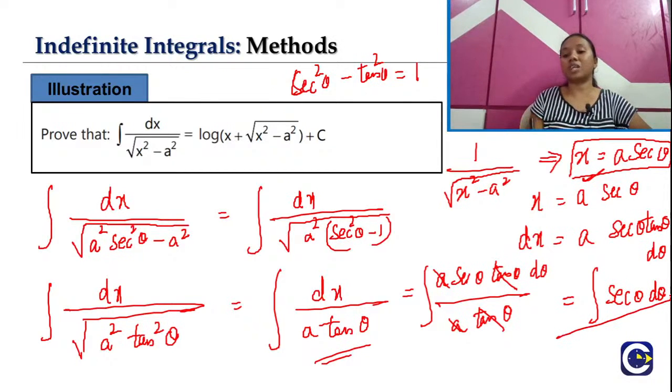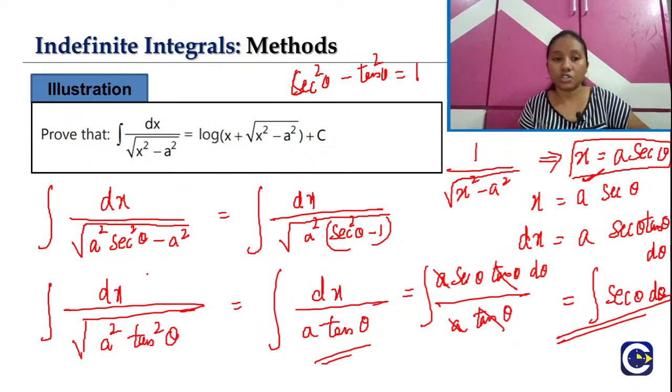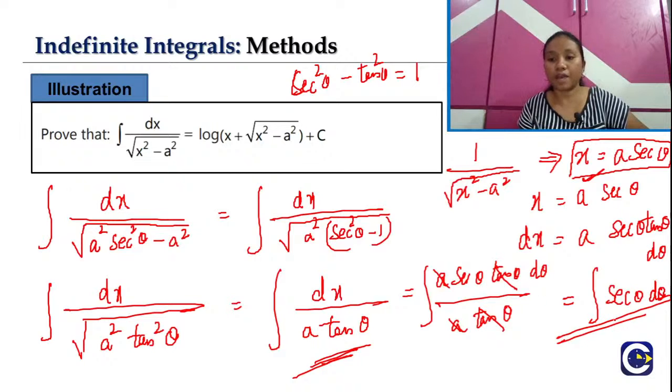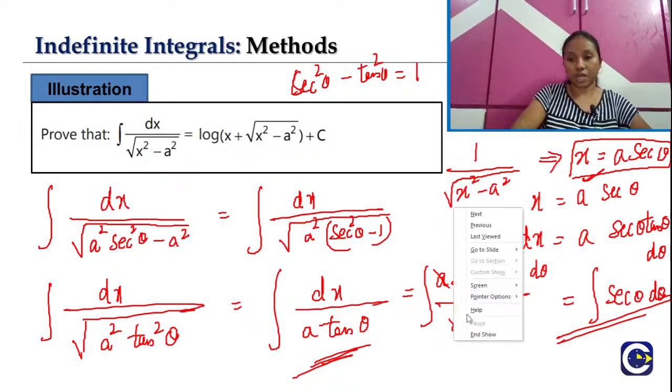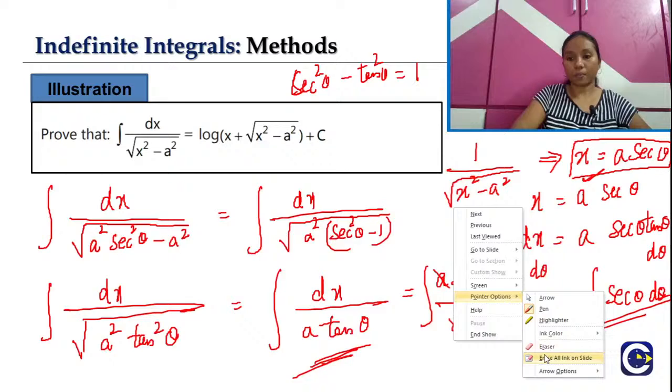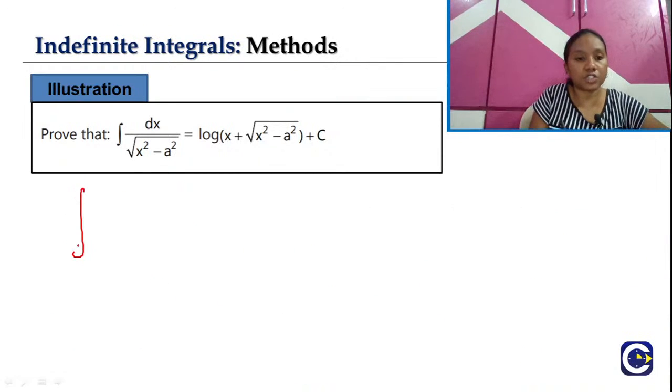So this will be our last simplification here. Initially we substituted a secant theta in place of x. After simplifying that we end up having this, and in place of dx we again substitute a secant theta tan theta d theta. After substituting that we end up having the integration of secant theta d theta. Right. So let me erase this part. So what is our final simplification step? Integration of secant theta d theta.